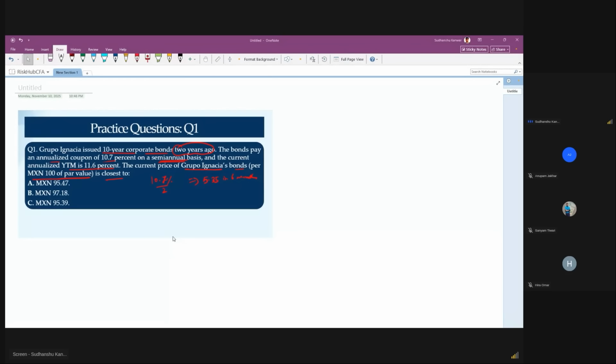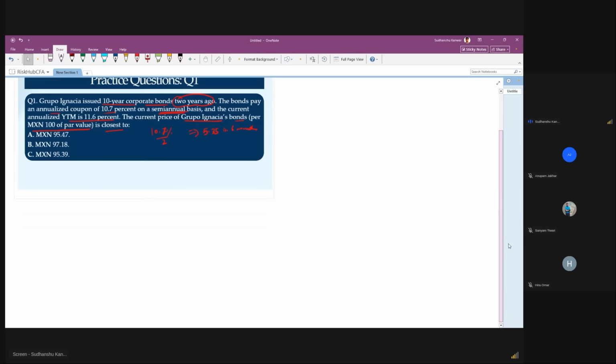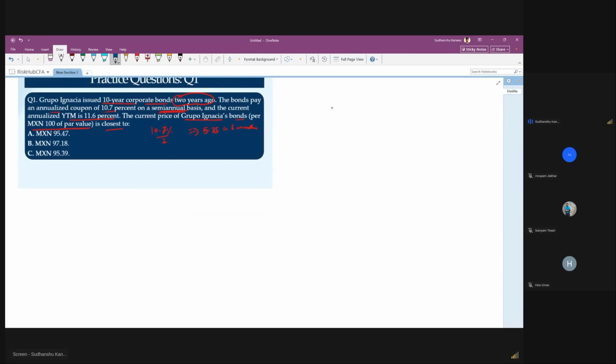Okay, fine. I'll share this, but now I have copy pasted the question. Now let me solve it here. Listen to me carefully. Originally, the bond was a 10-year bond. See, CFA asks good questions. Do fewer questions, but do high quality questions. Read the question carefully: 10-year bond.